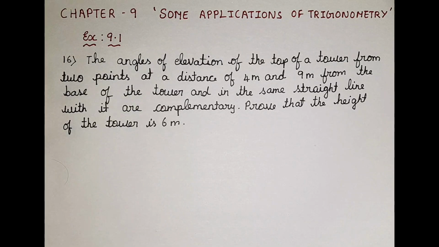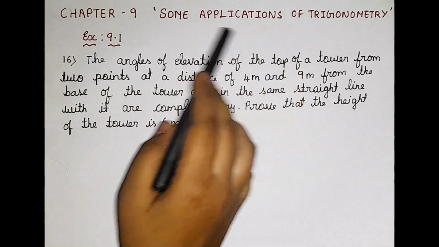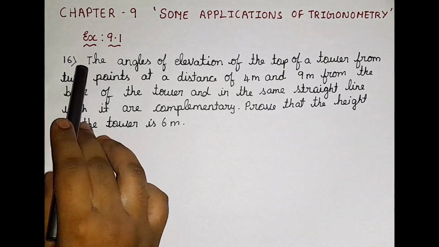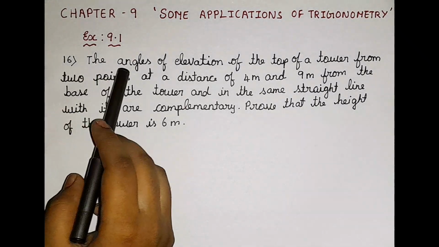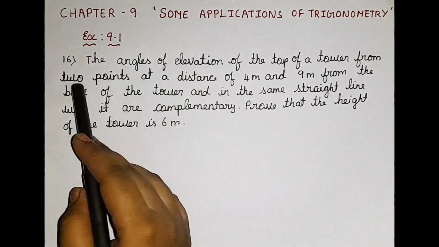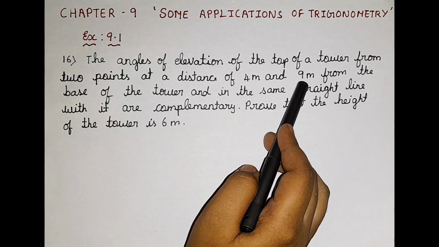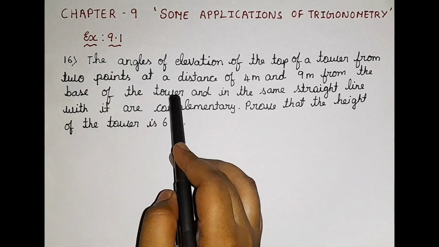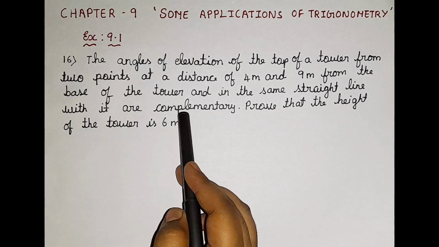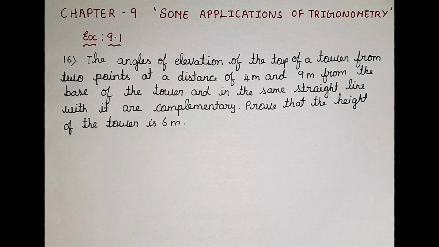Today we are going to be learning Chapter 9, Some Applications of Trigonometry, Exercise 9.1, 16th question. Alright, now let's read the question. The angles of elevation of the top of a tower from 2 points at a distance of 4 meter and 9 meter from the base of the tower and in the same straight line with it are complementary. Prove that the height of the tower is 6 meter.